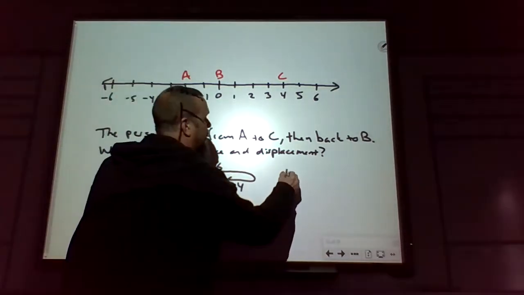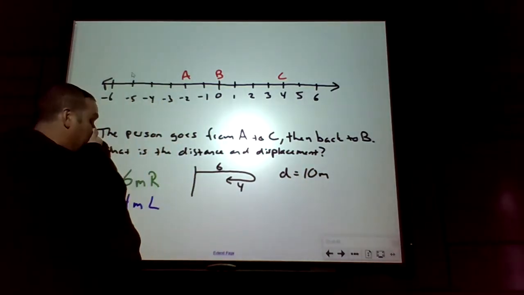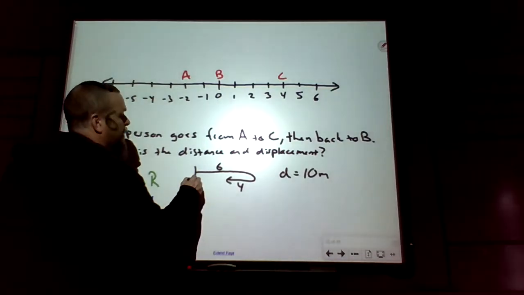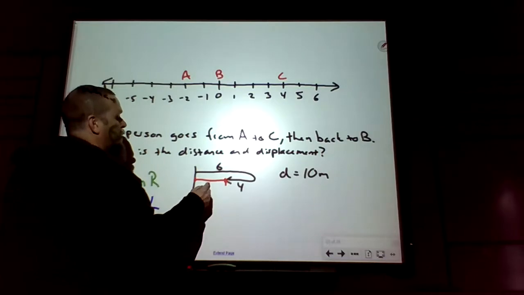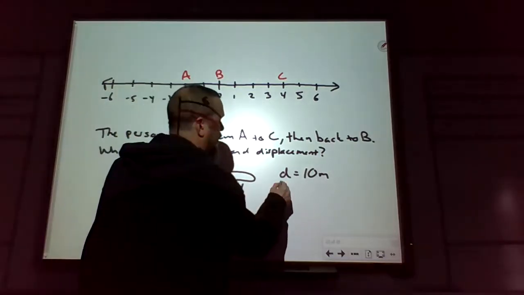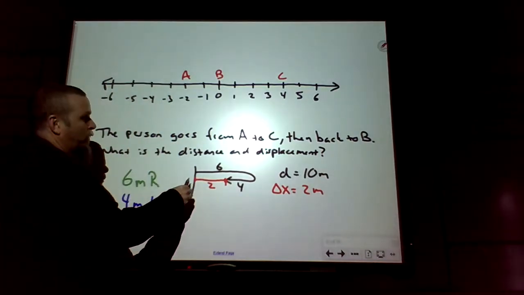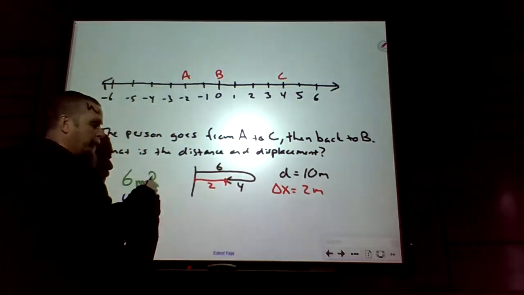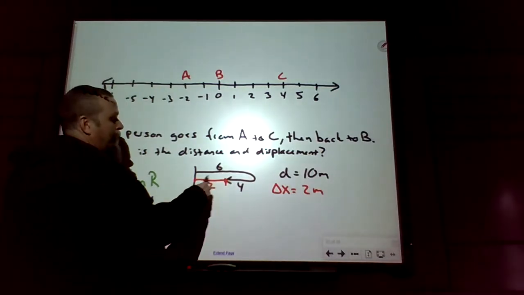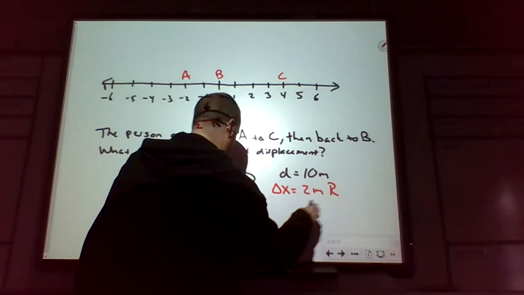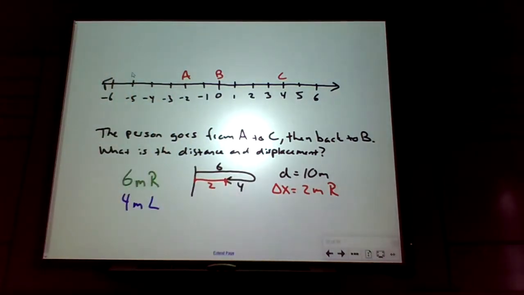For our distance, it's the total of the two. The person walked 10 meters. And for our displacement, it's from here to here. If we've done 4 meters back, stands to reason we have 2 meters left. So delta x would be 2 meters. Directionally, we want to stick with the things that we were doing here. We were doing left to right. If you were doing east to west on there, you'd use east or west. That would be to the right. Just stay consistent. Don't switch from left to right to east to west when you're doing a problem like this.